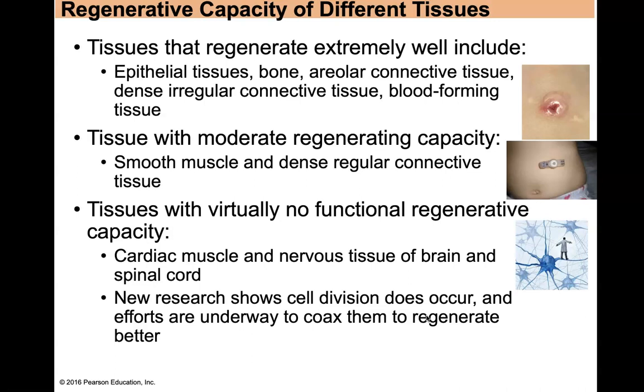But just really quickly, there are different regenerative capacities of different tissues. So some tissues regenerate really well: epithelial tissues, bone, areolar connective tissues, dense irregular connective tissues, and then blood-forming tissues. But you can think of epithelial tissues, obviously, are going to regenerate really quickly. You're constantly scratching and cutting your skin.